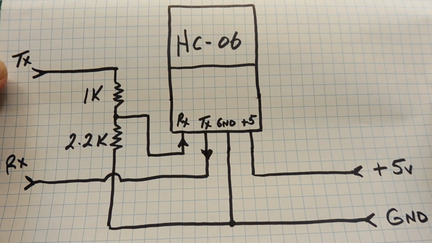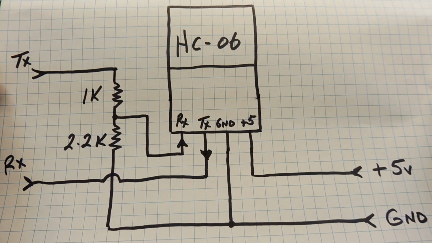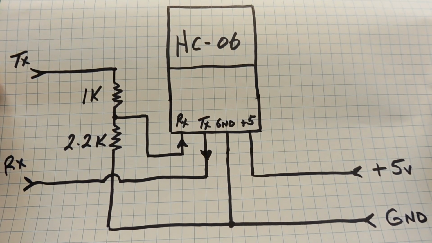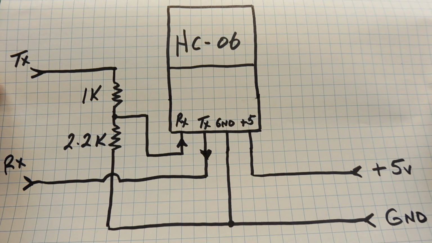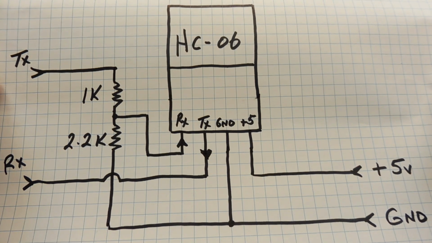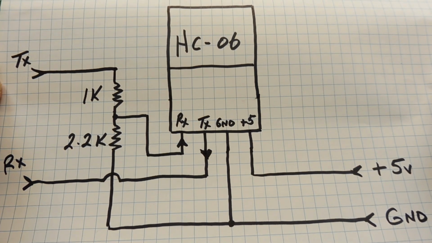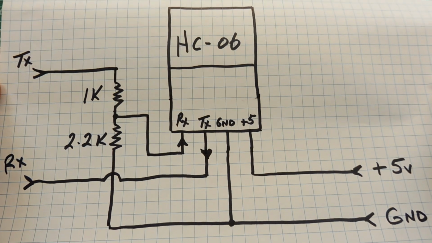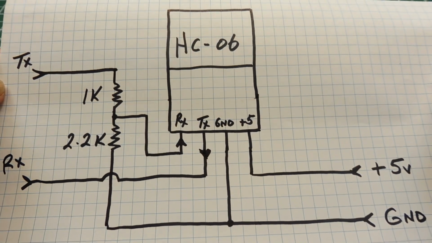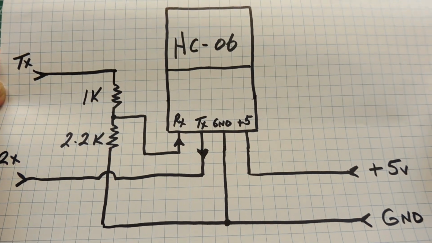Now the TX from the USB to serial cable is 5 volts, and we have to cut it down to 3.3 volts for the HC-06. So you can see a voltage divider there of a 1K and 2.2K ohm resistor, which cuts down the TX RS-232 level into the HC-06 module. So that's basically the schematic there. Next we'll see how it is wired up on a breadboard.